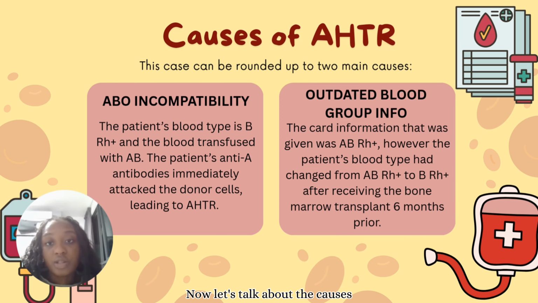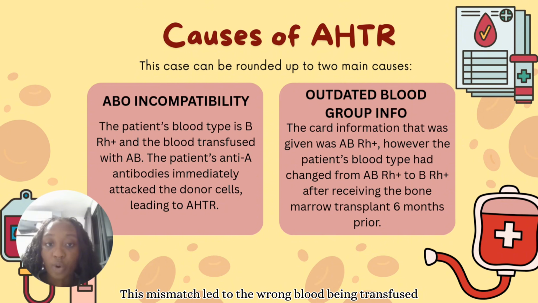Now let's talk about the causes. This case was caused by two main factors: ABO incompatibility, as mentioned before, and outdated blood group information. His blood group card stated AB, even though his blood type had changed to B after a bone marrow transplant, which happened 6 months earlier. This mismatch led to the wrong blood being transfused.